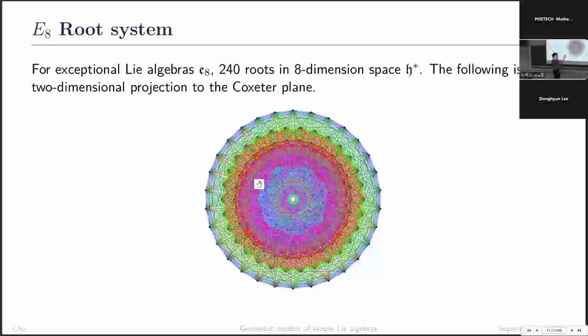And then you can imagine that in 8-dimensional space there are many 2-dimensional subspaces, and the projection images could be very different if you choose a different subspace. And I guess we want the most symmetric projection to a 2-dimensional plane, and this is given by the Coxeter plane.